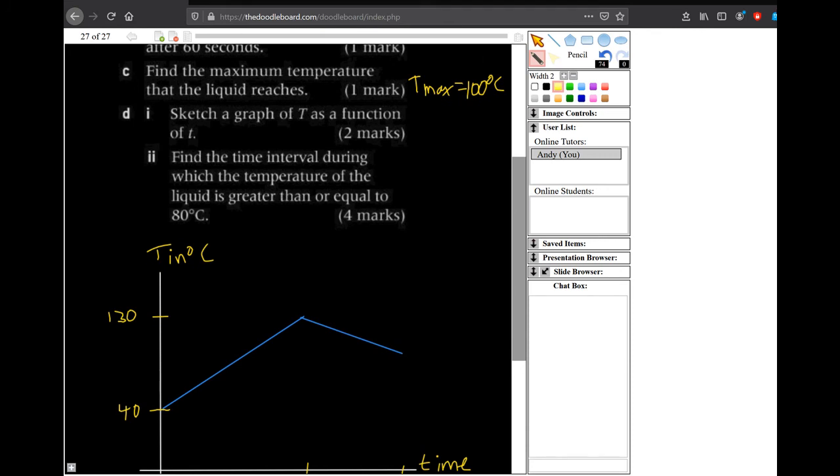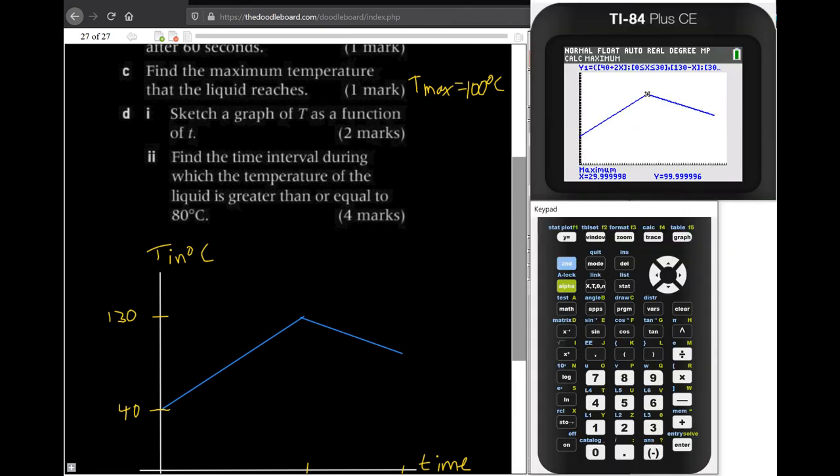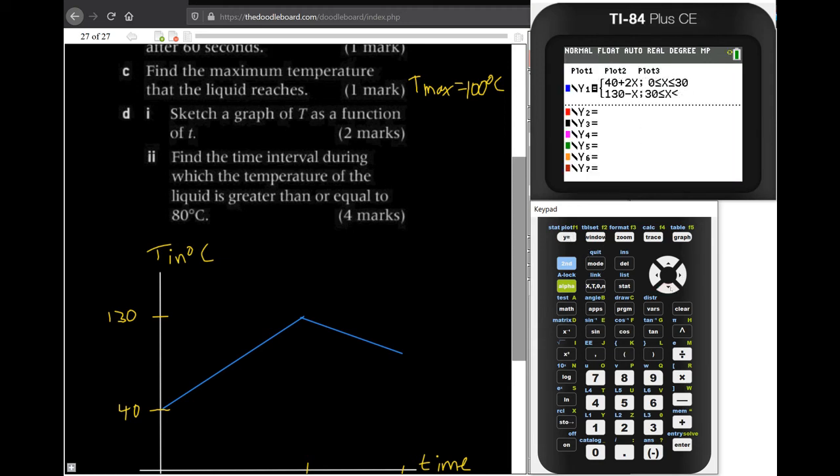So then it says find the time interval during which the temperature of the liquid is greater than or equal to 80. So what I want to do here is, if I draw another graph, so if I press y equals, and then I go down to y2, and I draw in another line at 80, I can then look for where the intersections of those are. So the time when it's greater than or equal to will be from this intersection here up to this intersection here. So I can use my calculator to find where this intersection is, find where this intersection is, and then it will be above 80 between those 2 points.